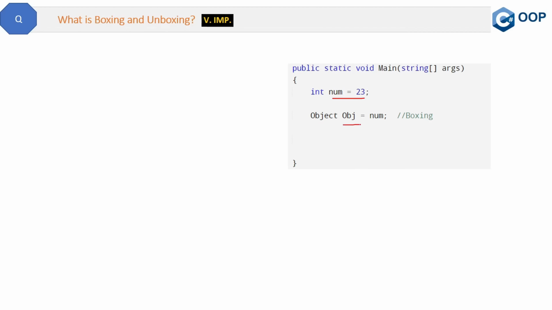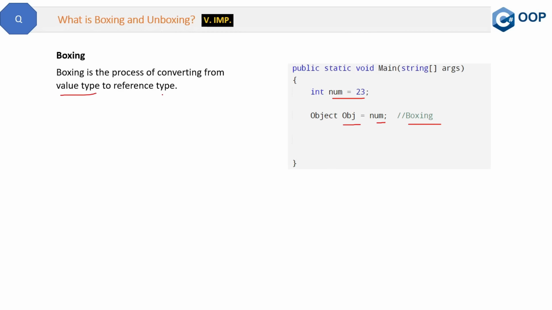What is boxing and unboxing, which is a very important question. Let's see the piece of code here. Here we have an integer num. Now integer is a value type. Then we are assigning this num to an object obj. An object is a reference type. So we are converting this num, which is a value type, to a reference type, and that is boxing. So boxing is the process of converting value type to reference type. That's it.